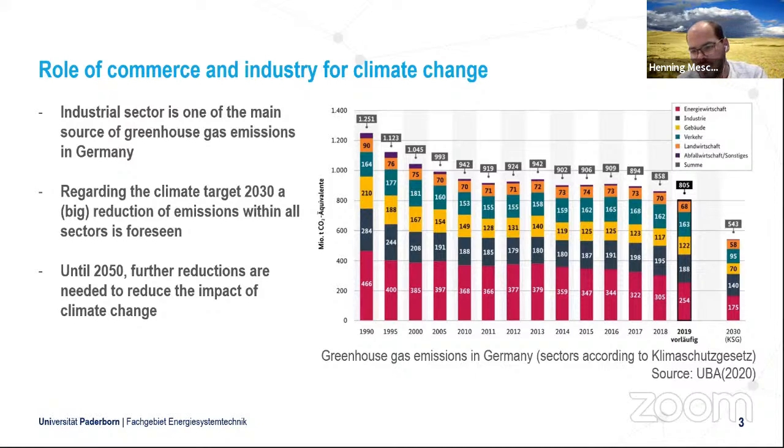On the far right of the diagram, you see our climate target for 2030, and you see that we have to reduce our greenhouse gas emissions. Until 2050, we have to reduce them even further. And of course, that means that we have to reduce the greenhouse gas emissions in the industry sector as well. How can we do that? We have different possibilities, but one of them is increasing the energy efficiency within the industrial sector.